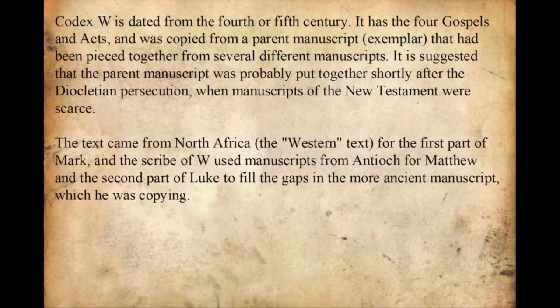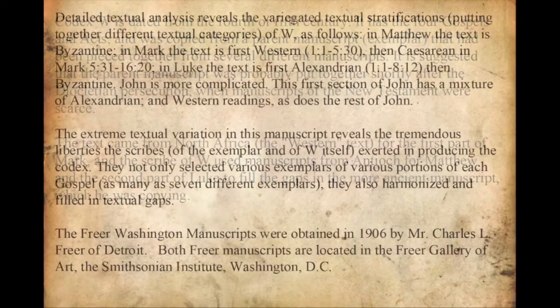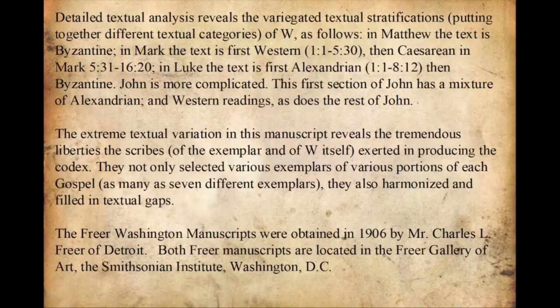The text came from North Africa, the Western text we talked about last week, for the first part of Mark. The scribe of W used manuscripts from Antioch for Matthew and the second part of Luke to fill gaps in the more ancient manuscript which he was copying. Detailed textual analysis reveals the variegated textual stratifications, which just simply means the putting together of different textual categories or families, of W as follows.